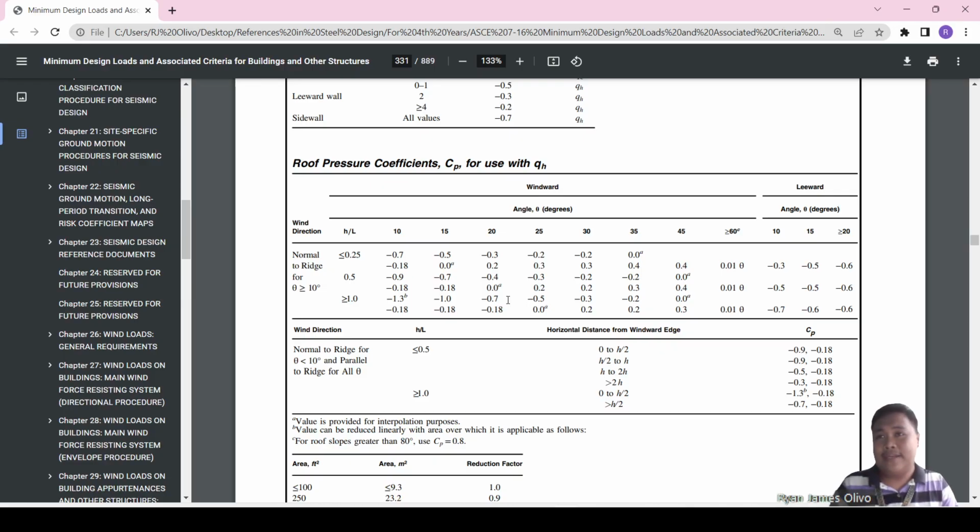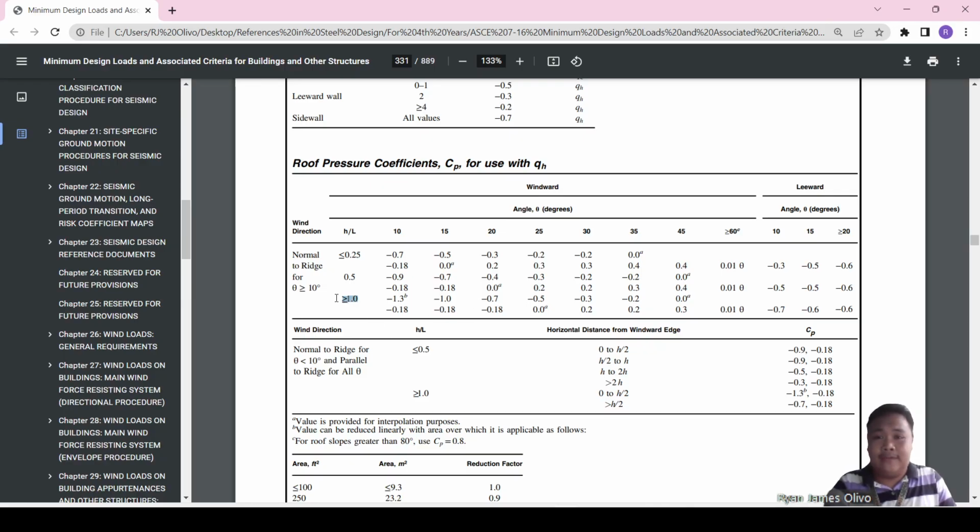Although negative 0.7 is greater, there is a chance of positive internal pressure, because this is an enclosed or partially enclosed building, so it has positive and negative internal pressures. The negative 0.18 here will yield much more depending on that load case. So that is why you consider both of them. Do not just consider 0.7 because it's higher. Also consider the negative 0.18.